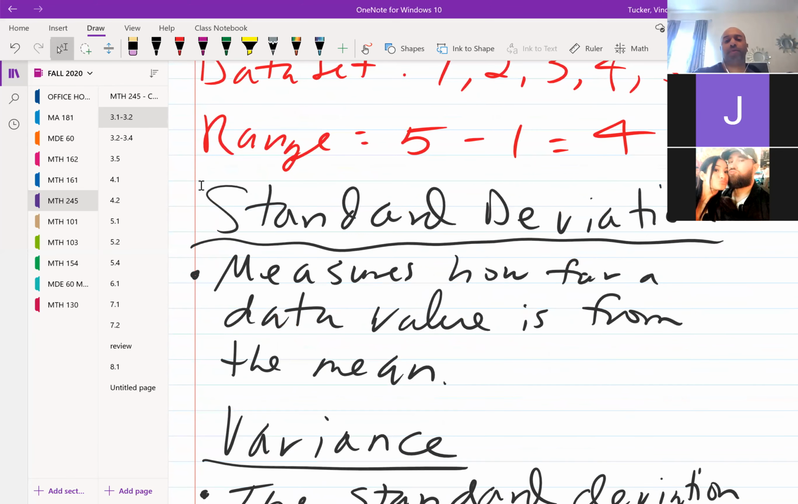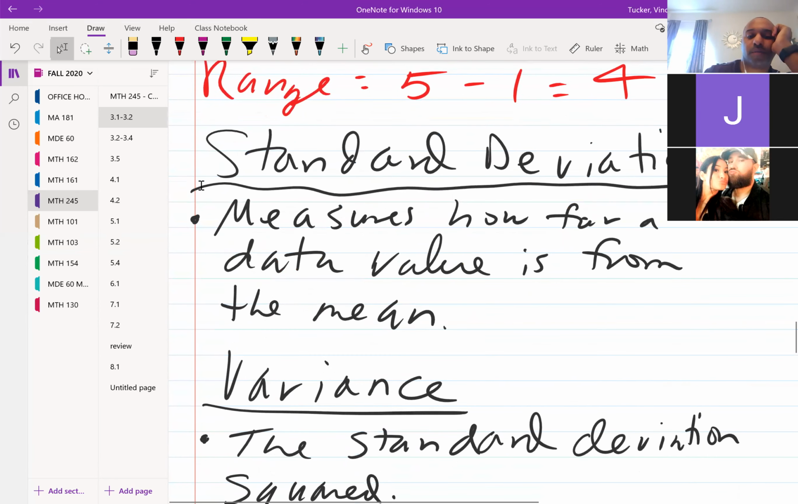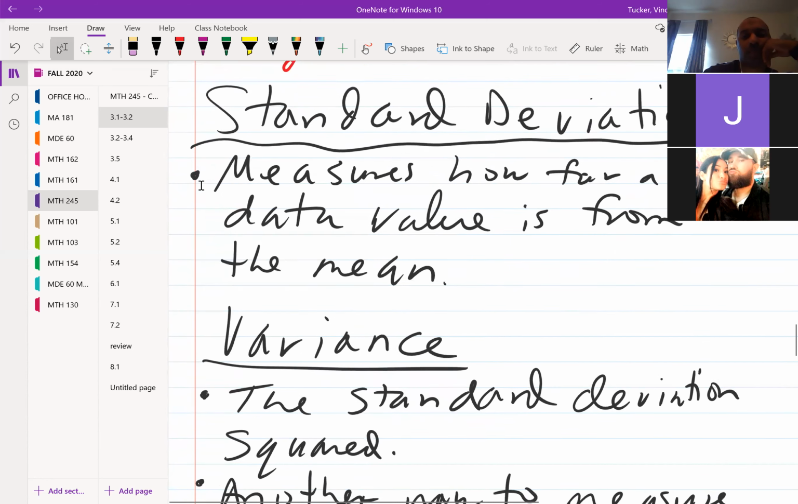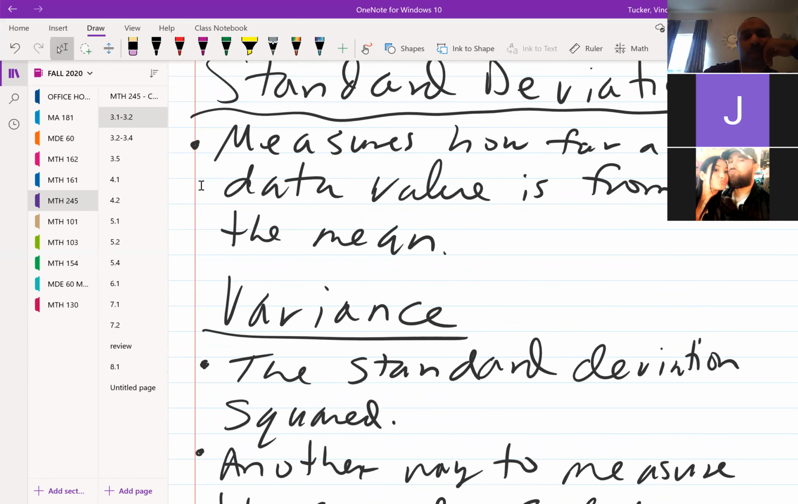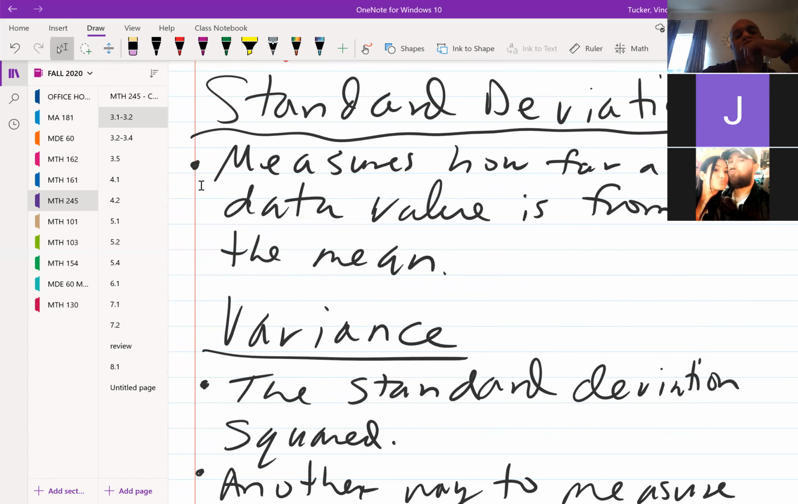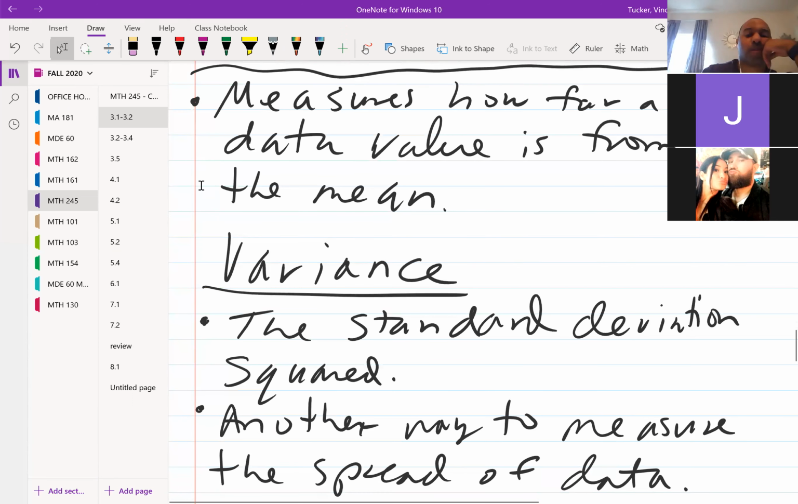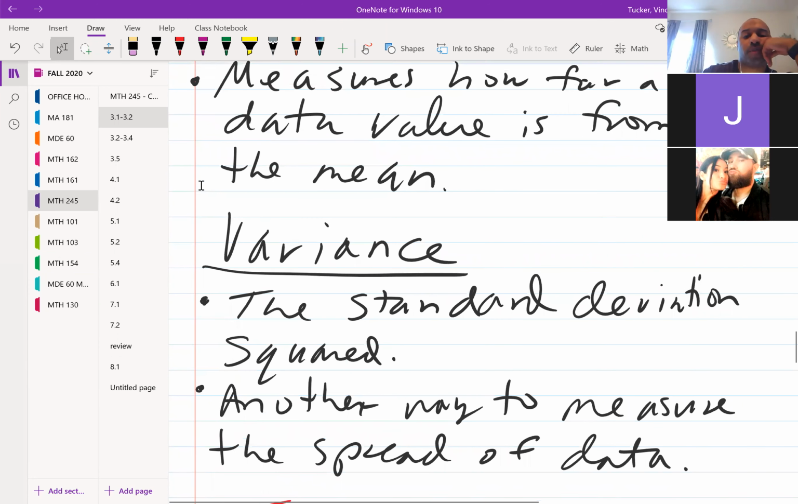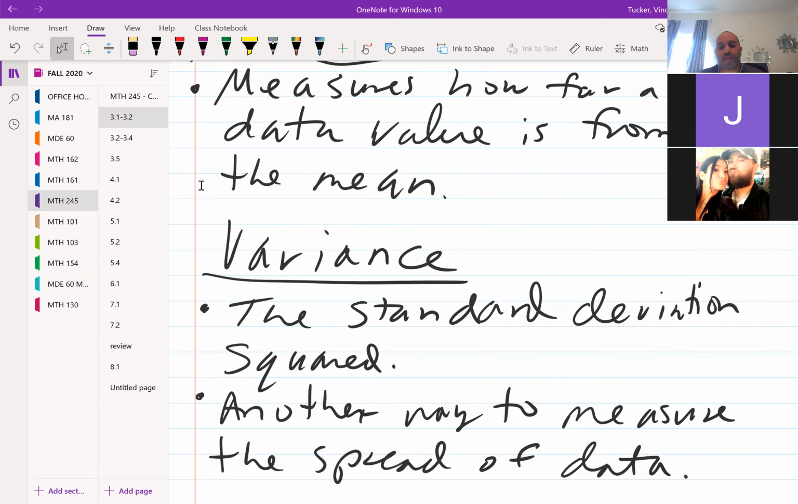Standard deviation measures how far a data value is from the mean. And your variance is the standard deviation squared. It's just another way to measure the spread of data.